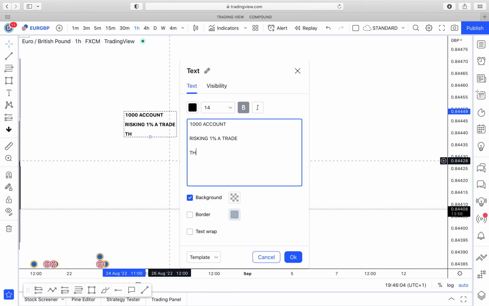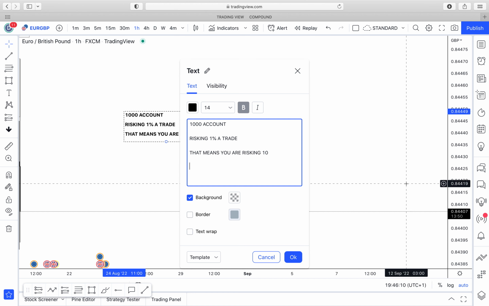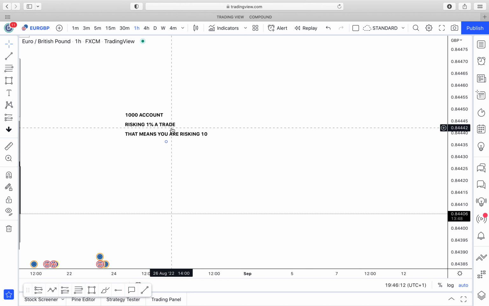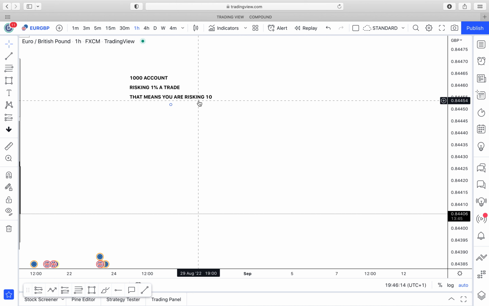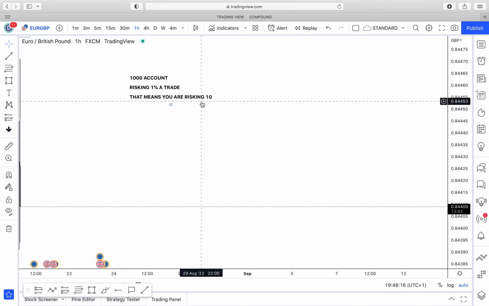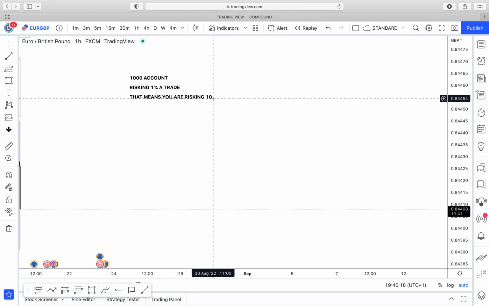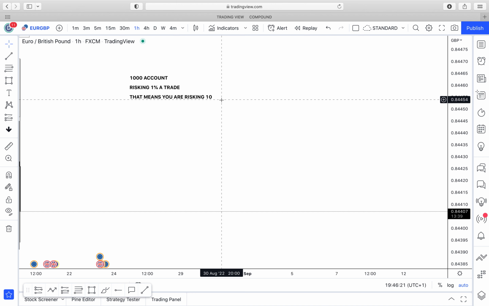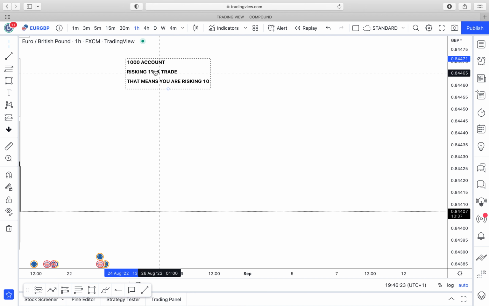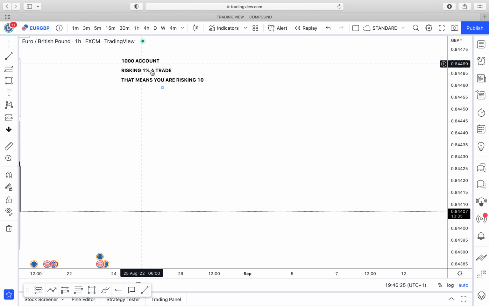Yeah, that means you're risking $10 a trade, yeah? So if the trade loses, you are risking a tenner. You lose $10 of your account. Now it's never really bang on $10 because you have commission charges and spread. So it could be 9 or 10, 11, okay? So that's the first thing.